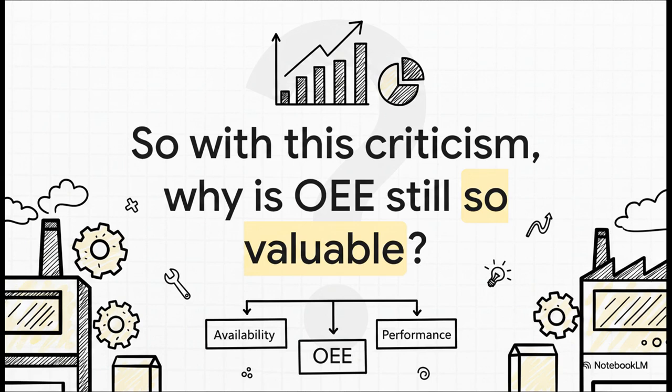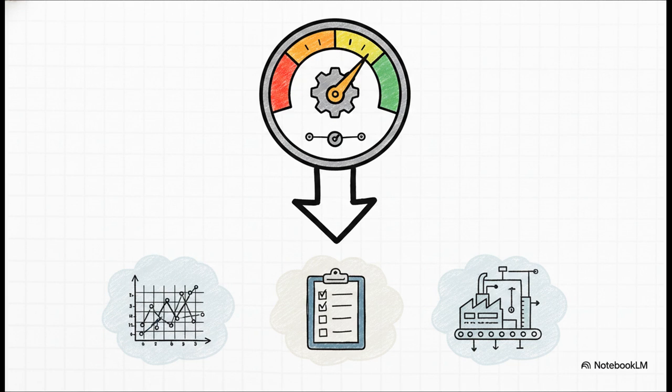It makes sense. But in the real world, in practice, there is still so much value in OEE. So why is that? Well, it's because OEE is not supposed to replace detailed analysis. It's not supposed to be the only metric we use. Think of it as a practical, high-level indicator. Its job is to give us one overall view of how we're doing on time losses, speed losses, and quality losses. And most importantly, it shows us where we need to go look deeper.